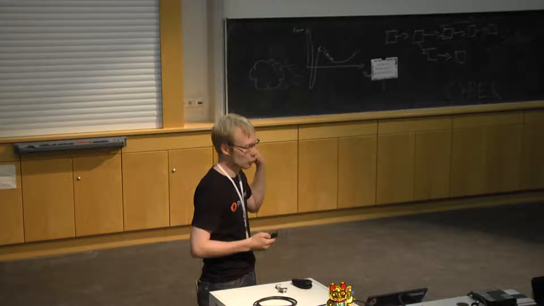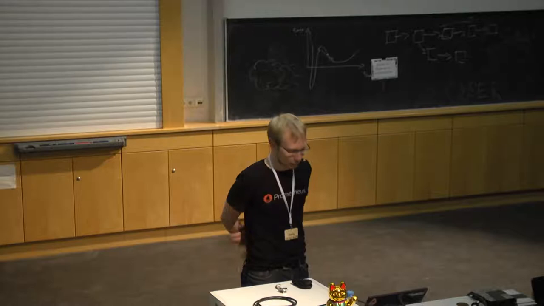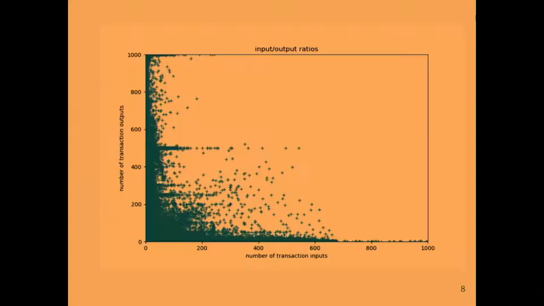Someone transferred them somewhere. So I said I can specify an arbitrary number of inputs and an arbitrary number of outputs in those transactions. We see the number of inputs here, and we see the number of outputs here. And I just went over all the transactions I could find. And we see it clusters at low numbers of both. And we have a very decent number going up here.